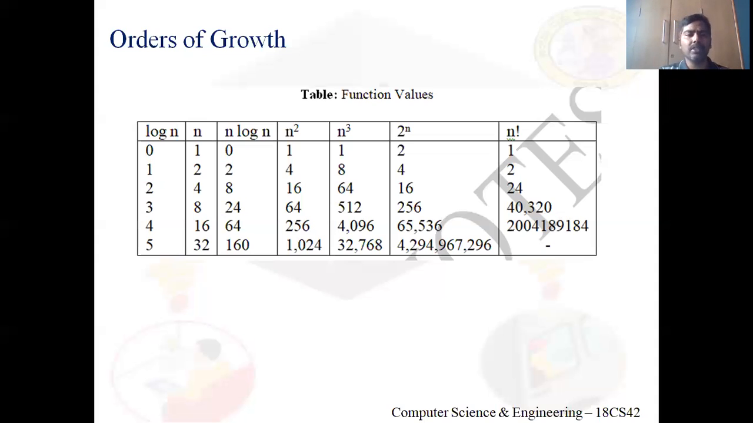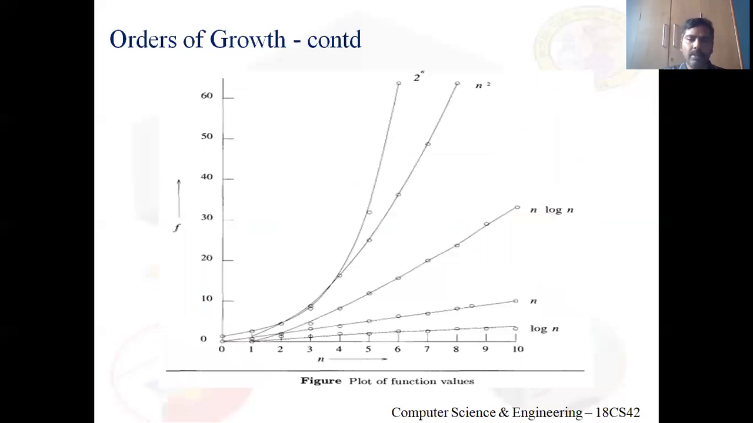The same thing I've shown in this graph. The x axis represents size, whereas y represents time. You can see that for log n, as the size increases, the time it takes is less. It doesn't increase. Got it in the graph?